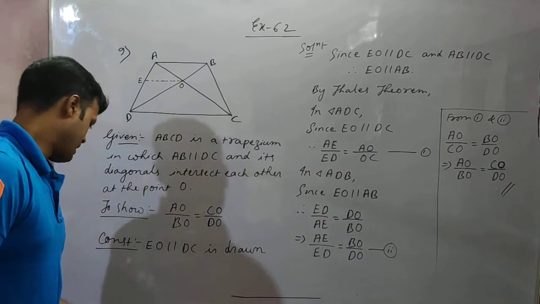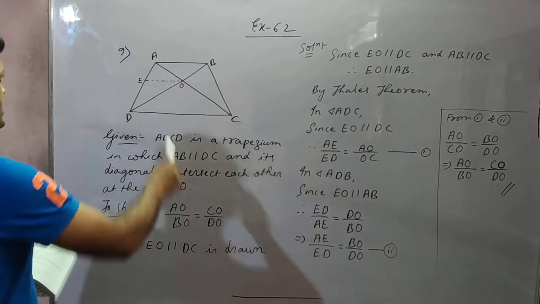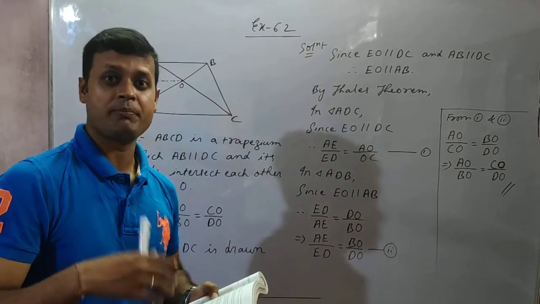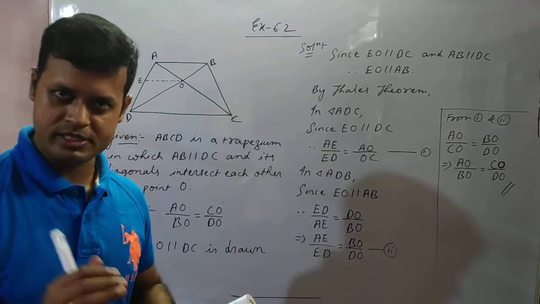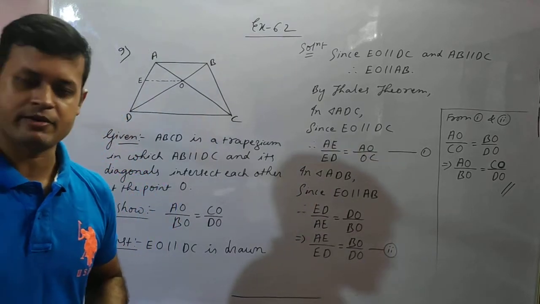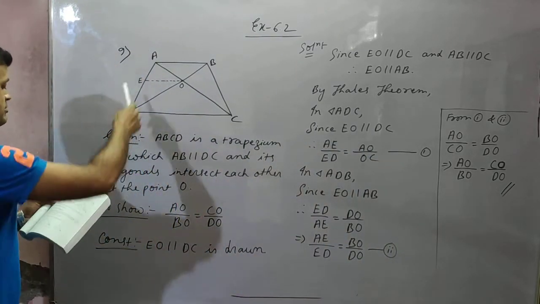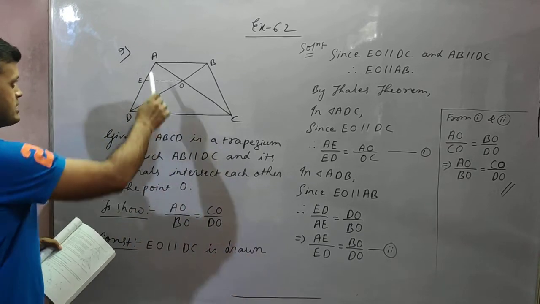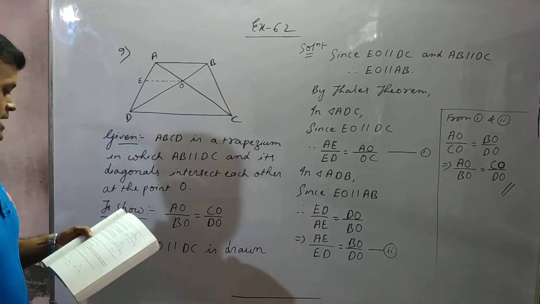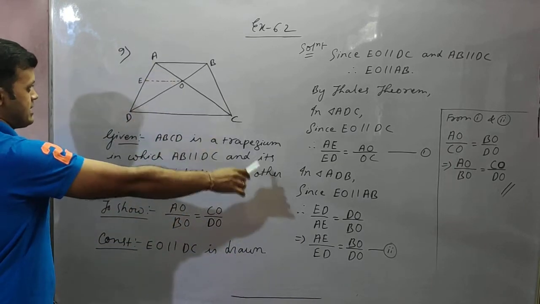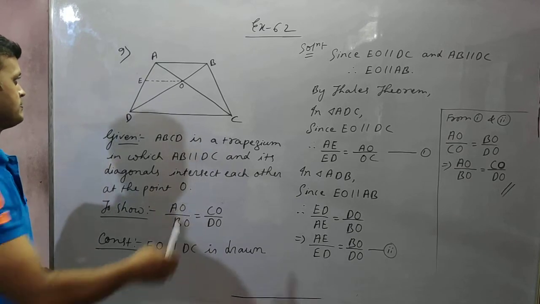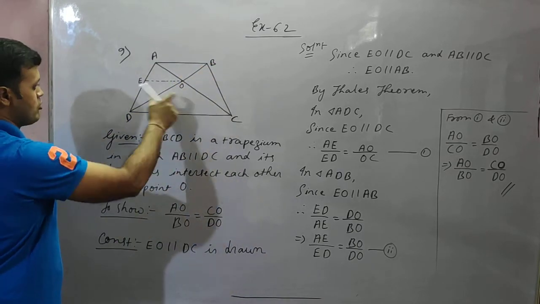So ABCD is a trapezium. Every type of probable sum, every probable pattern of this exercise I am showing you all, because this is a new exercise. So I am starting it that way. ABCD is a trapezium in which AB is parallel to DC, and its diagonals AC and BD intersect each other at the point O. We need to show that AO by BO is equal to CO by DO.